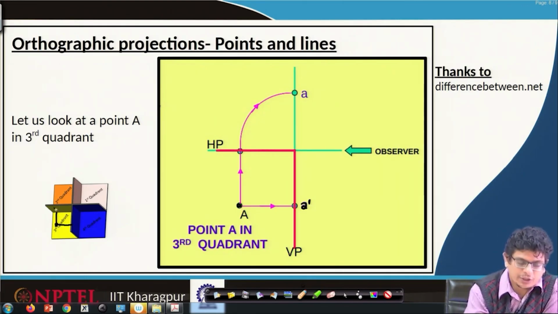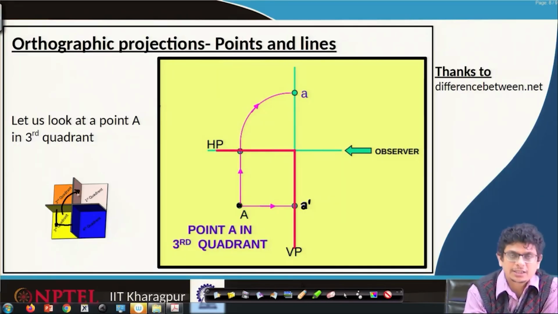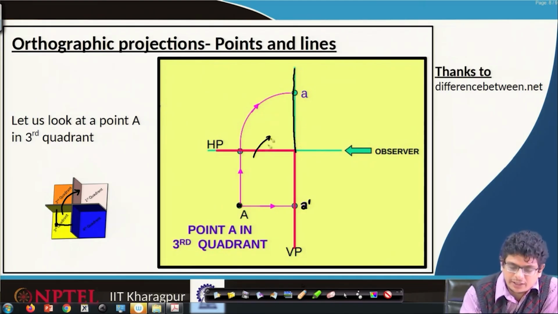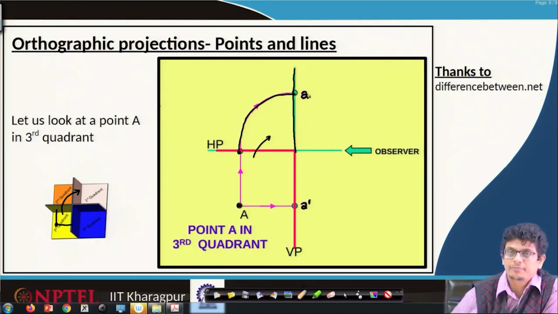This point we project onto the horizontal plane, and the horizontal plane is turned 90 degrees in the clockwise direction. So, this one we are going to flip, so that we can construct this one as the horizontal plane, transfer this projected length in that way, and call that one A.